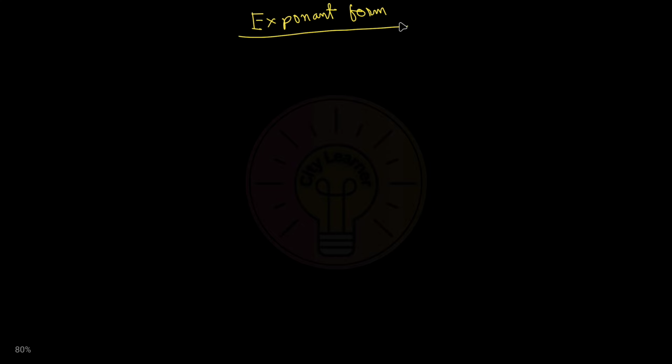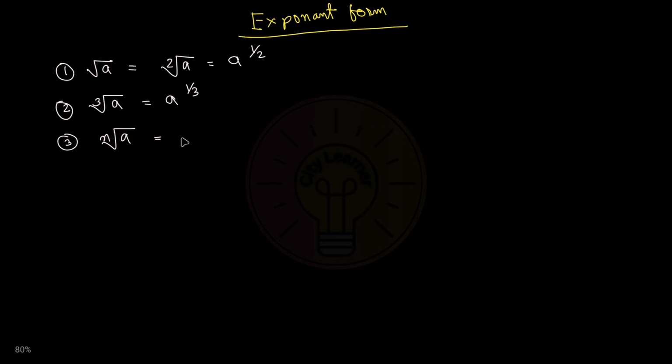Now coming to the exponent form. In exponent form, first one is the root. Square root of a means a to the power 1/2. Cube root of a is equal to a to the power 1/3. And nth root of a is equal to a to the power 1/n.